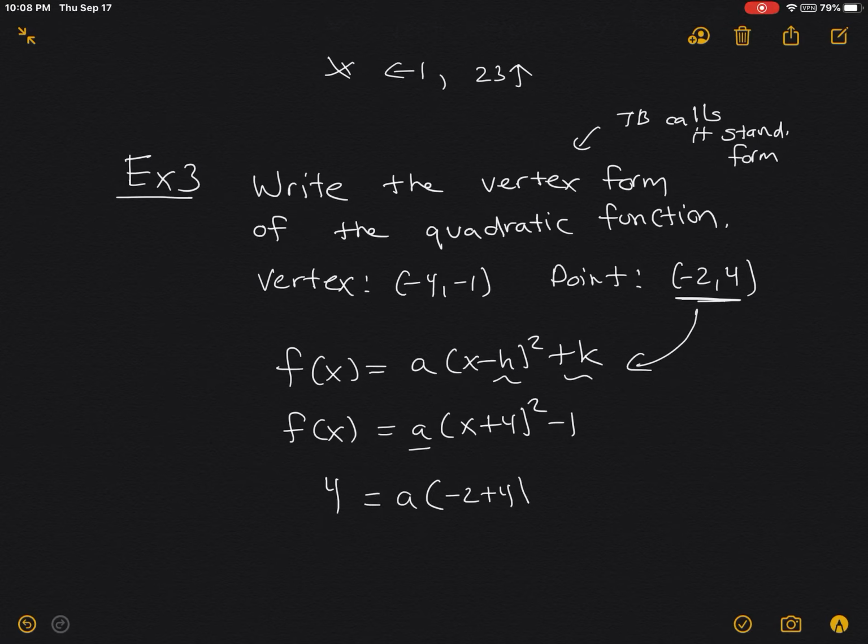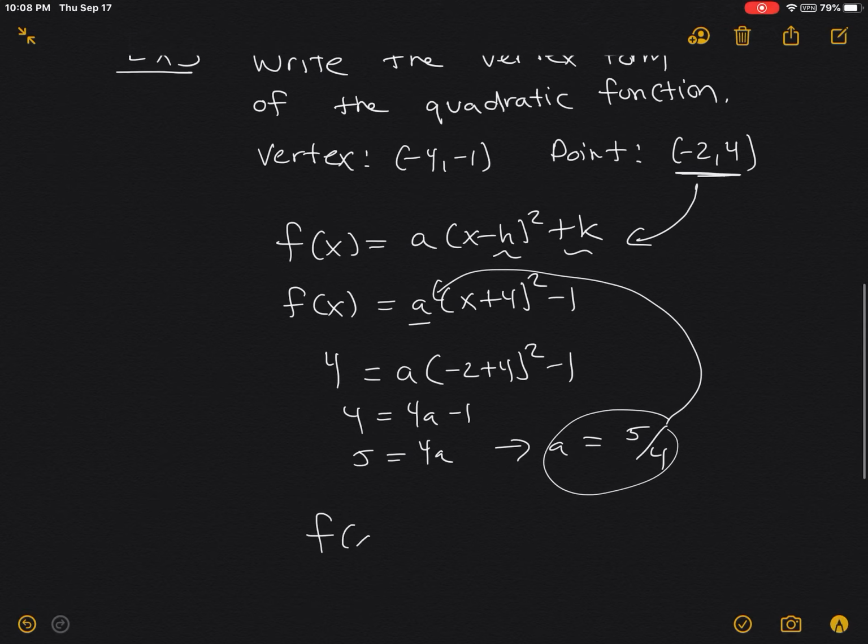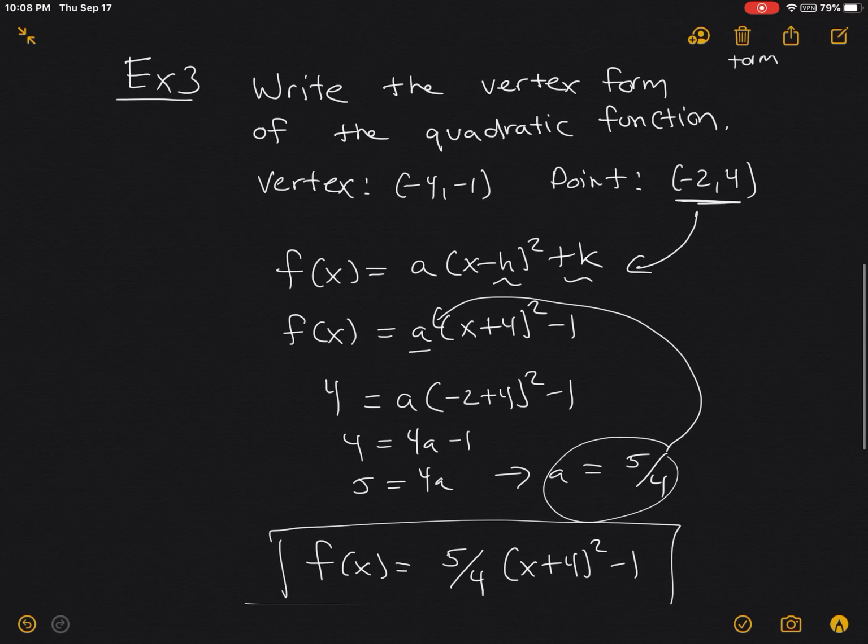Okay, so 2 squared is 4. And you're going to get 5 over here is equal to 4a. a is equal to 5 over 4. Okay, so that's your a value. You plug it back in, and that will give you the equation of the parabola. 5 over 4, x plus 4 squared minus 1. Okay, so it's in vertex form, but your textbook is going to call it standard form.